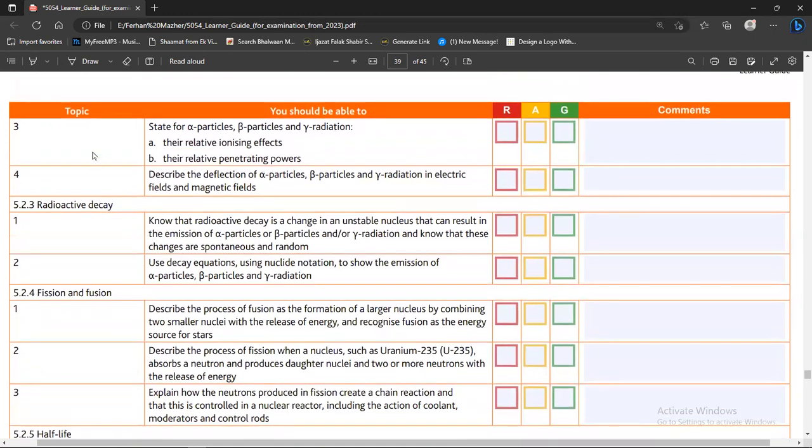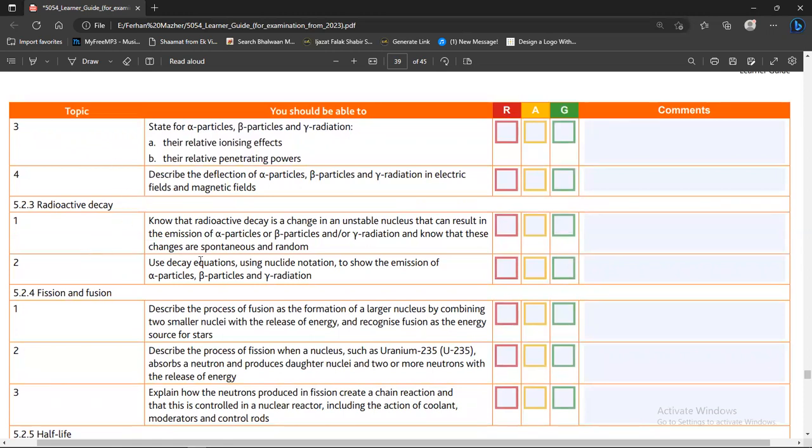State for alpha particles, beta particles, and gamma radiation their relative ionizing effect and their relative penetrating powers. Describe the deflection of alpha particles, beta particles, and gamma radiation in electric fields and magnetic fields.